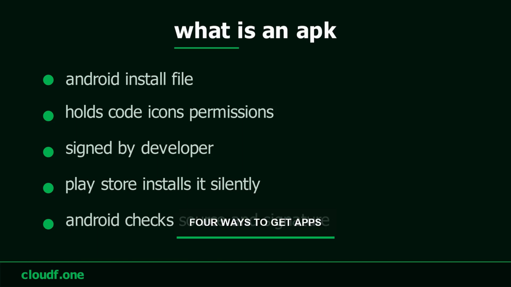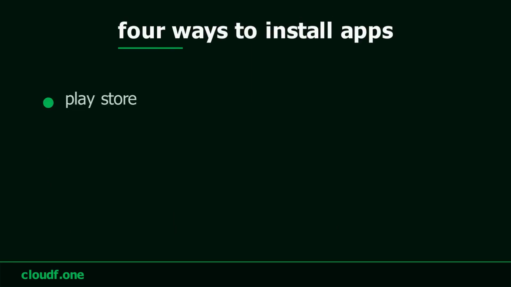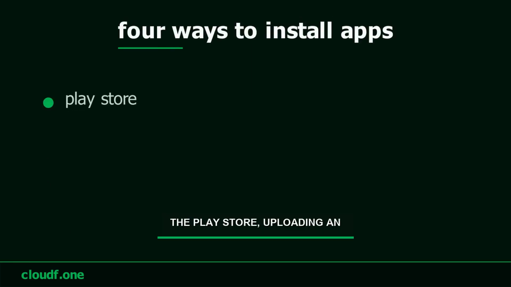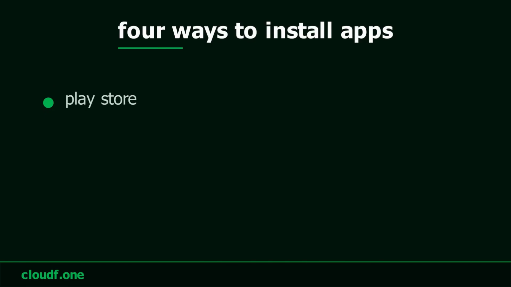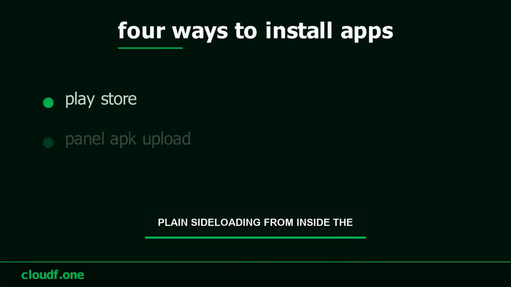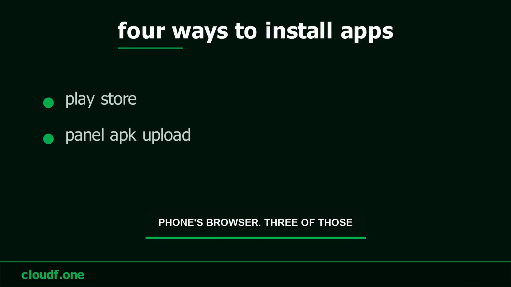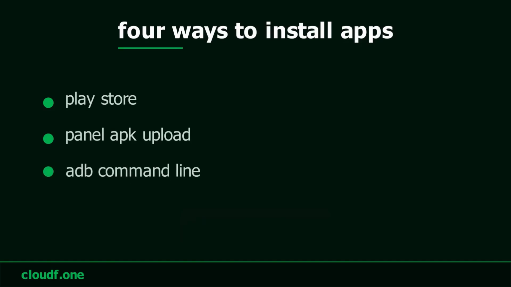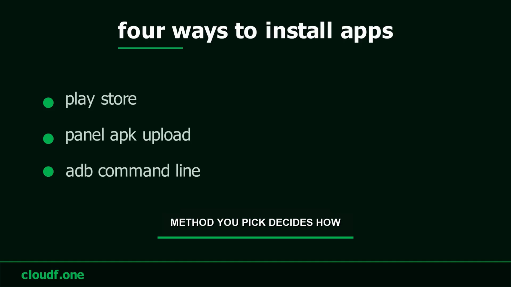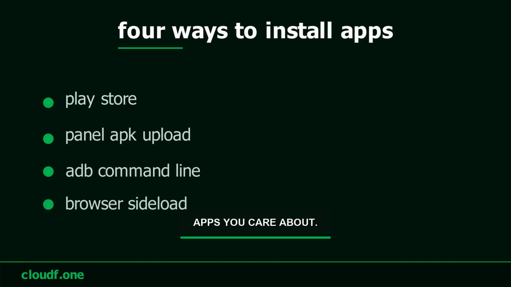There are 4 ways to get apps onto your cloud phone. The Play Store, uploading an APK file through the panel, installing over ADB, and plain sideloading from inside the phone's browser. 3 of those are fine in the right situation. The 4th is the one that burns people. Let me take them one at a time, because the method you pick decides how the phone looks to the apps you care about.